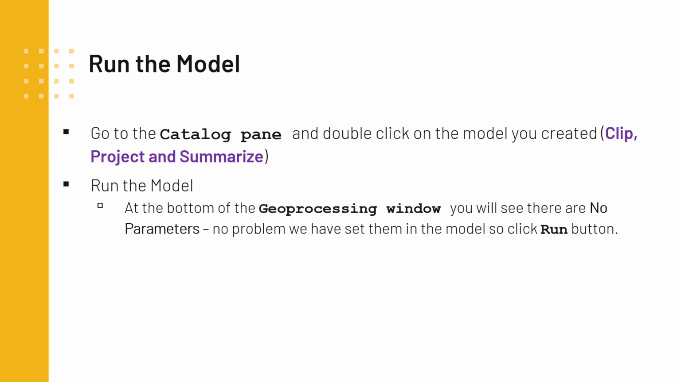Now we're going to go back to the catalog pane. We're going to double click on the model that we just created. So again, that's the clip, project, and summarize. When you do that, you're going to notice that the panel will open up like it is a normal tool. Okay, so in that geoprocessing window, you'll see that there's a notification saying that there's no parameters. This is no problem. We've already set them within our model, so we're just going to click on the Run button. Then we're going to check out and see what happens.